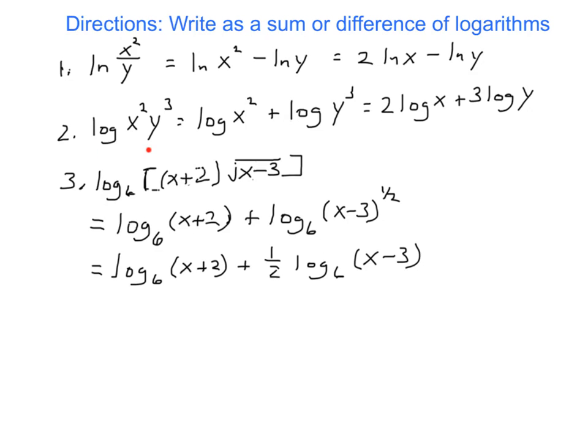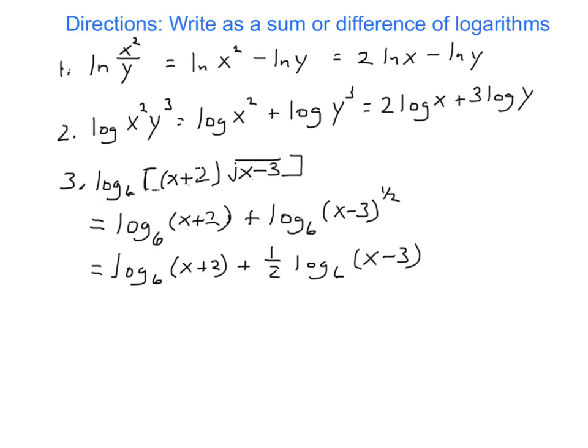Number 2, log of x squared times y cubed. In this case, it's a product, so by property 5, I know that that's going to be the log of x squared plus the log of y cubed. And that's going to equal, by property 7, I can bring these exponents out in front, so that's going to equal 2 times the log of x plus 3 times the log of y.